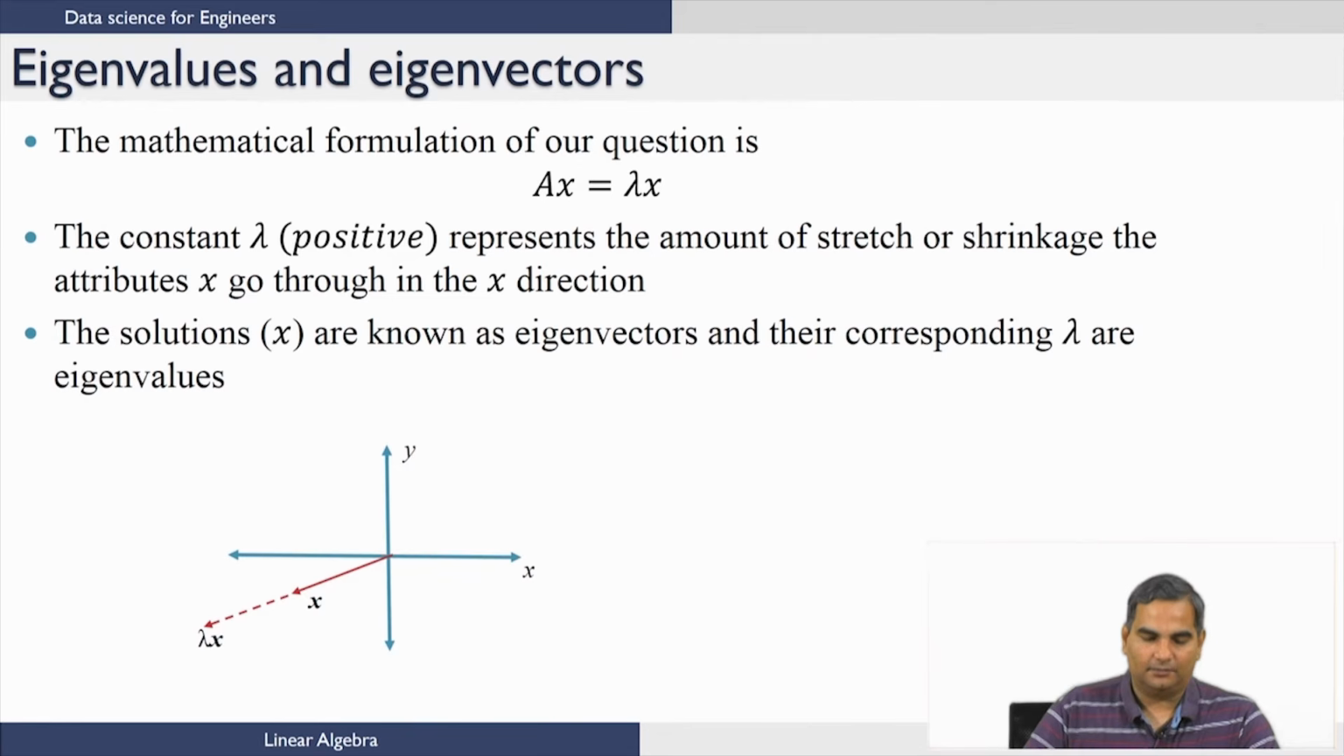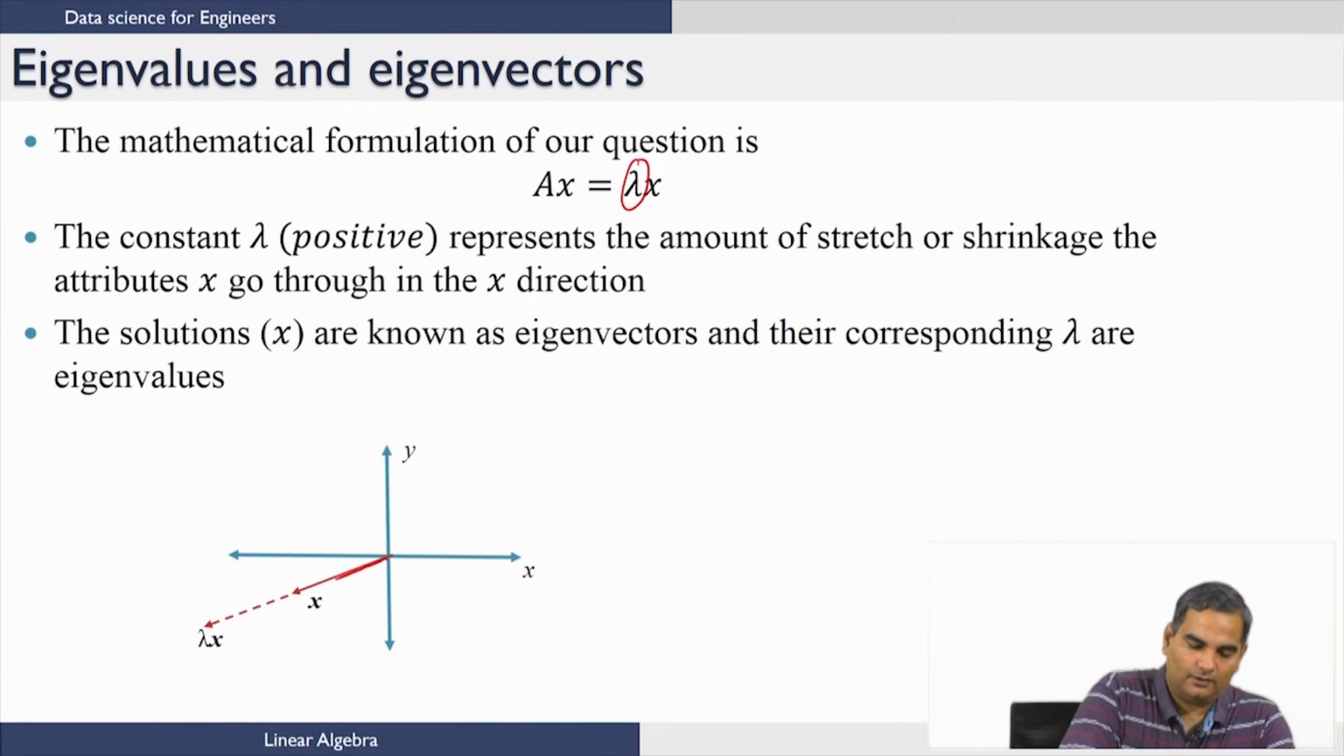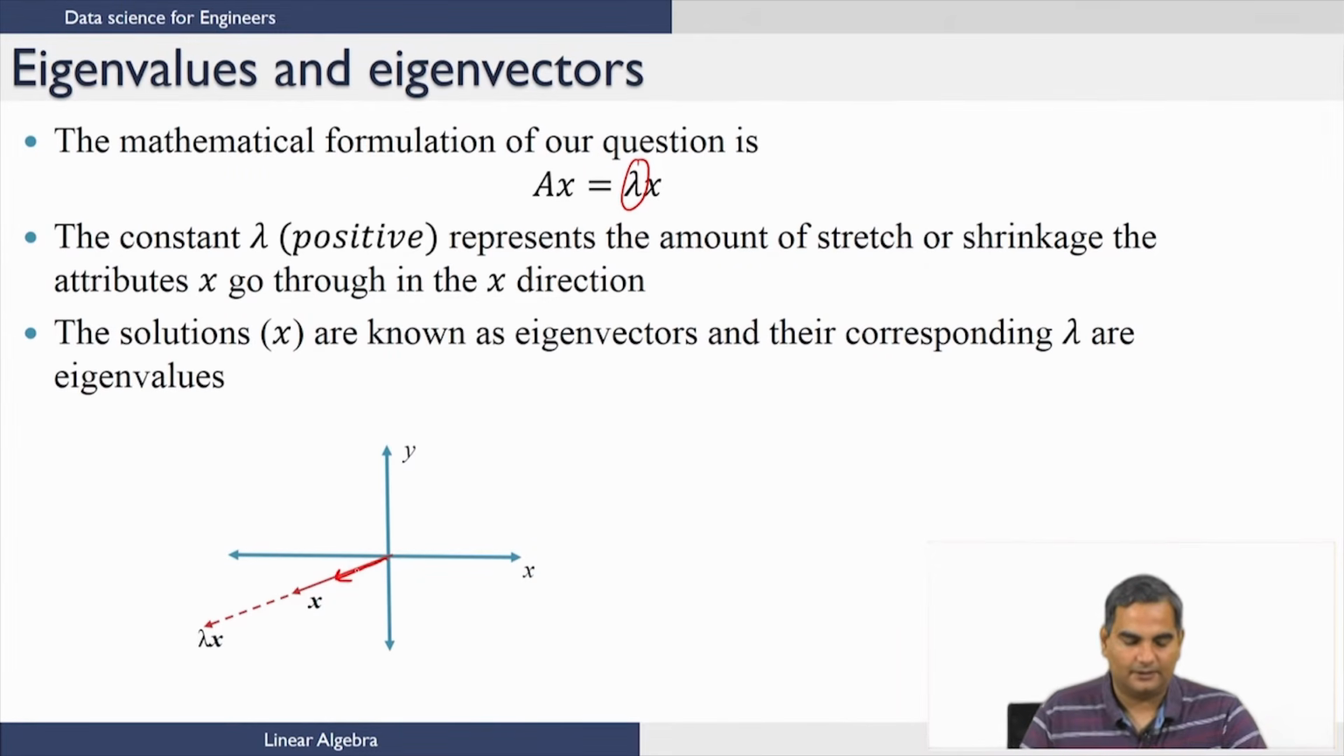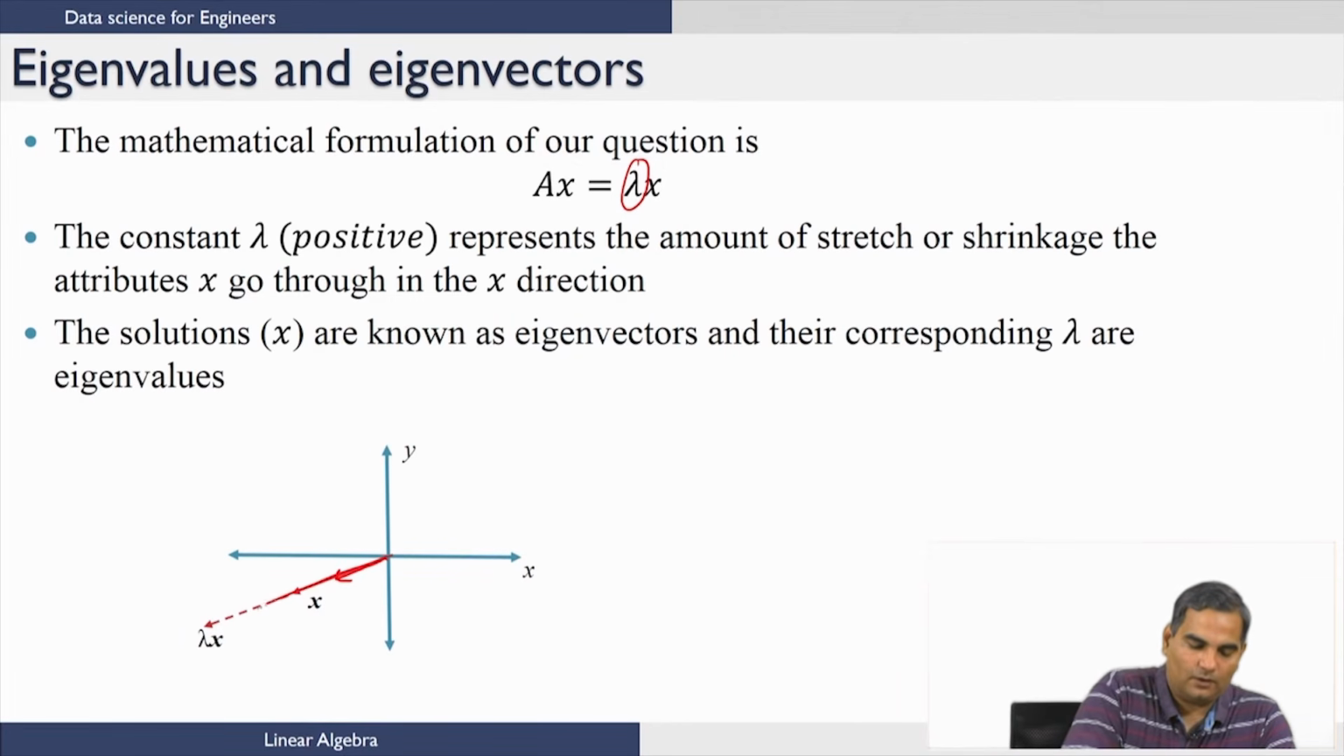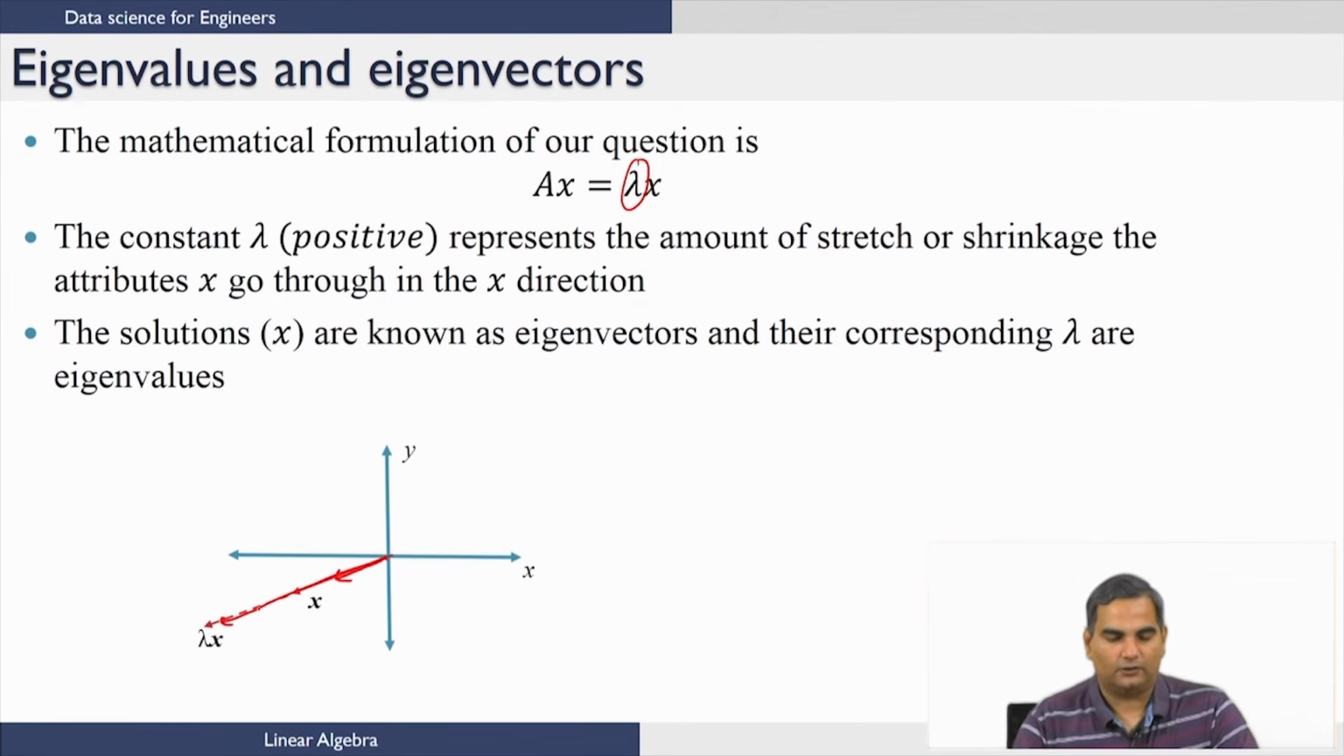If lambda is positive, then we see this equation and notice that if lambda is less than 1, then when I operate A on x, the vector actually shrinks. So, if this is x, if lambda is less than 1, it will be shrunk like this, and if lambda is greater than 1, it will be at a higher magnitude than the original x vector.